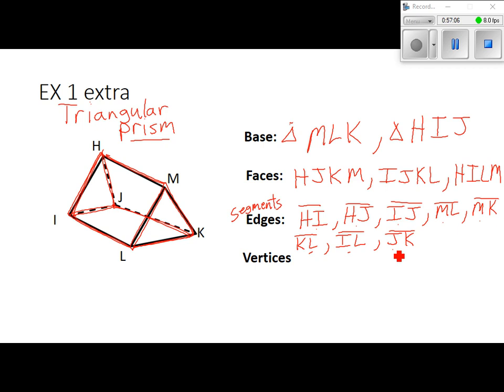The vertices, those are just the corners. H, I, J, M, L, and K. There's 6 corners. 1, 2, 3, 4, 5, 6. Triangular prism.